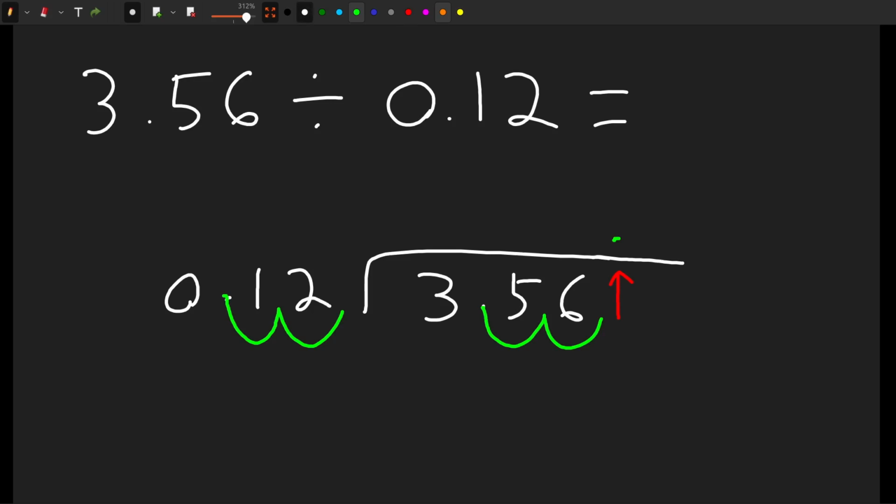After that, we can simply just divide out like we usually do. So in this case, 0.12 becomes 12, and 3.56 is now 356. And so now we have to ask ourselves, how many times does 12 go into 3? It doesn't. How many times does 12 go into 35? It goes in twice.